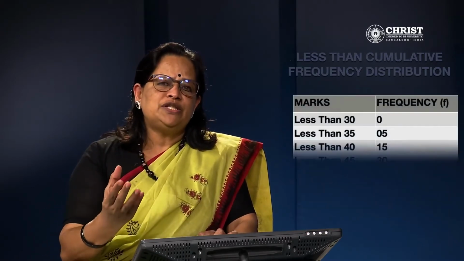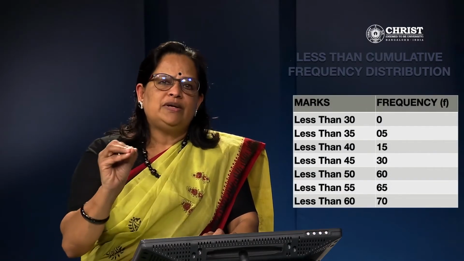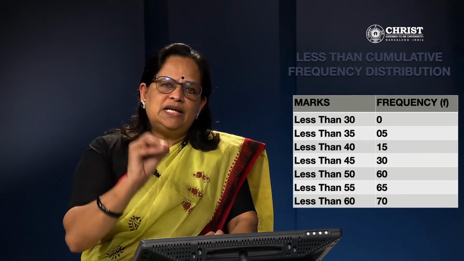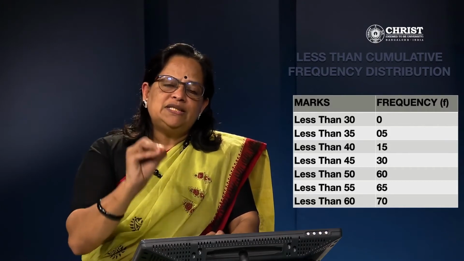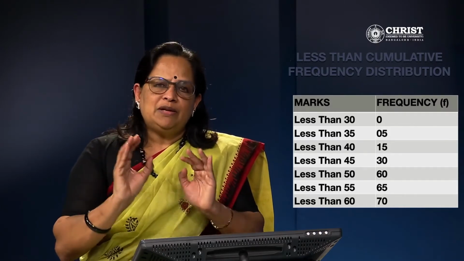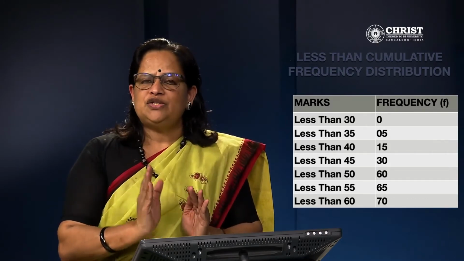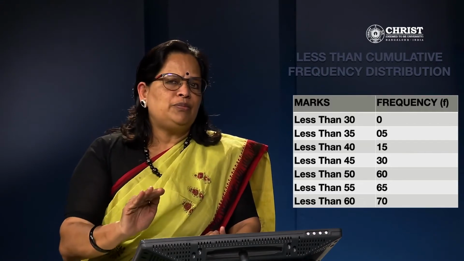Now another way of presenting the less than cumulative frequency distribution is: less than 30 is 0, less than 35 is 5, less than 40 is 15, less than 45 is 30, less than 50 is 60, less than 55 is 65, less than 60 meaning 70. If you get a problem like this, you know that this is a cumulative frequency distribution. You have to convert it into an ordinary frequency distribution for computation.